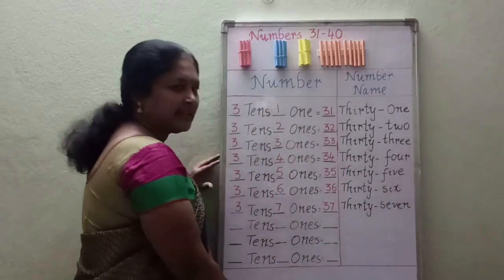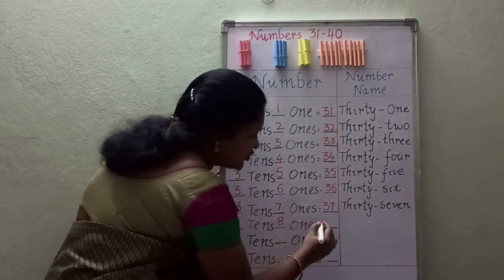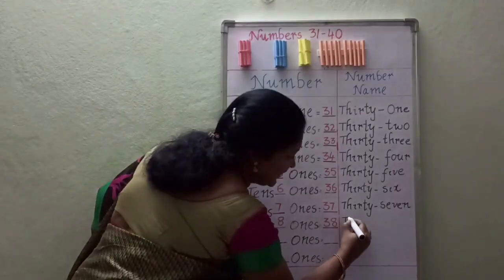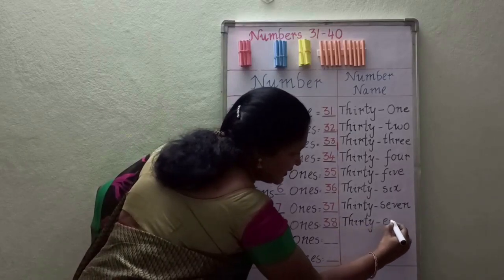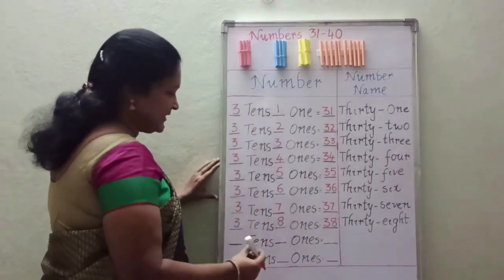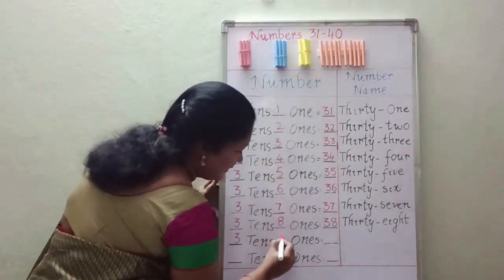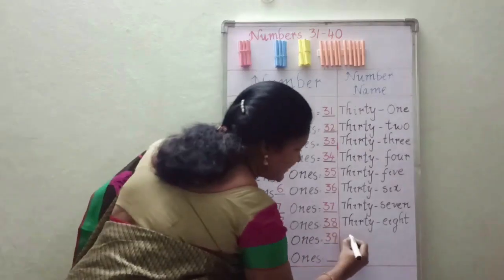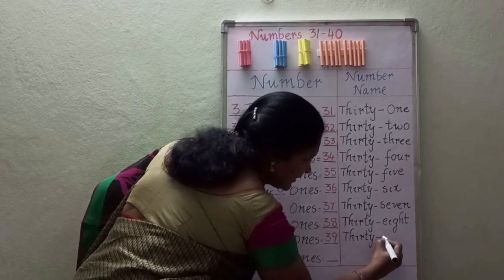SEVEN, 7. 37. Next, 3 tens, 8 ones. That is 38. What is the spelling of 38? THIRTY, 30, EIGHT, 8. 38. And the next one, 3 tens, 9 ones. That is 39. So what is the spelling of 39? THIRTY, 30.